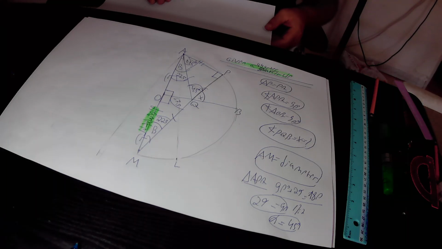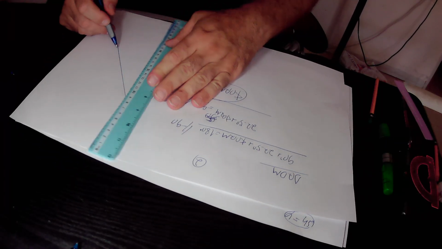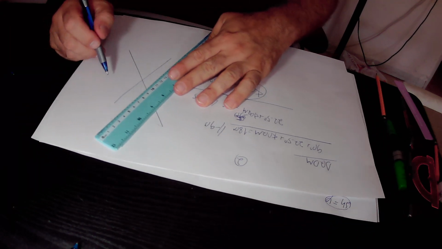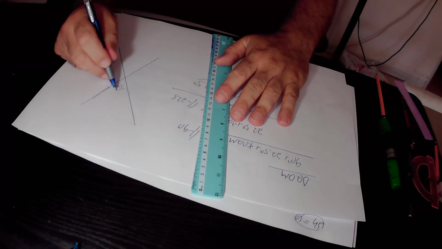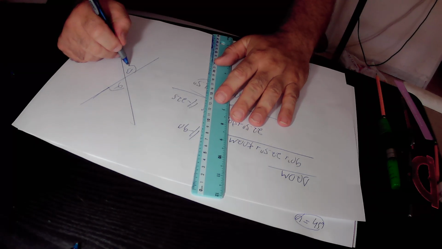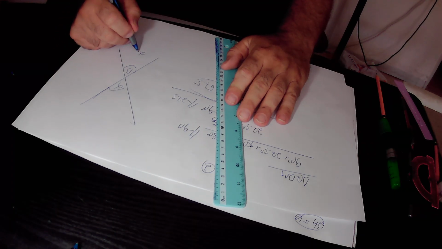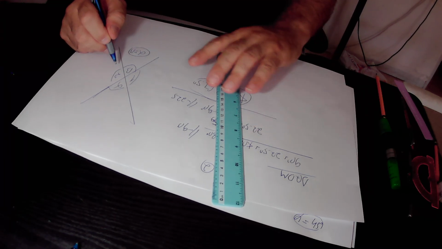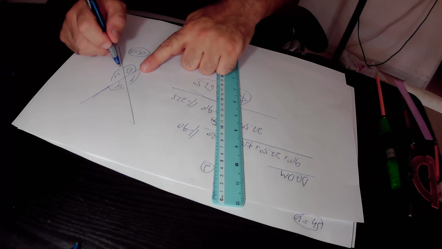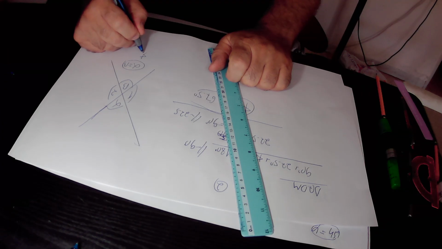We have the rule that vertex angles are equal to each other. Those two angles are defined as vertex angles and they are equal to each other. That is to say, angle alpha equals angle beta. Likewise, those two angles 1 and 2 are also defined as vertex angles and therefore they are equal to each other. That is to say, angle 1 equals angle 2.